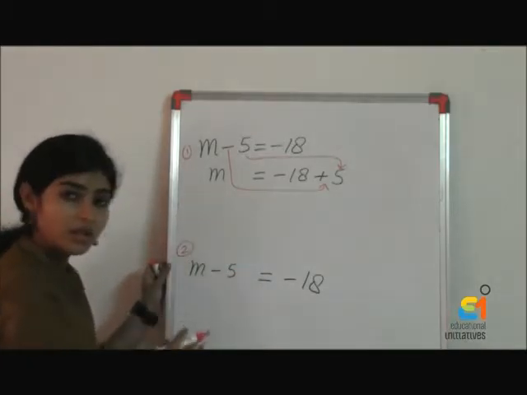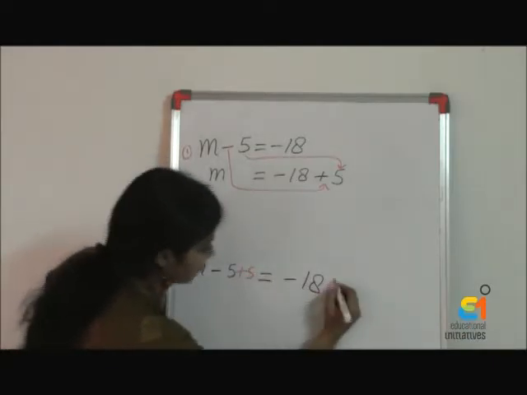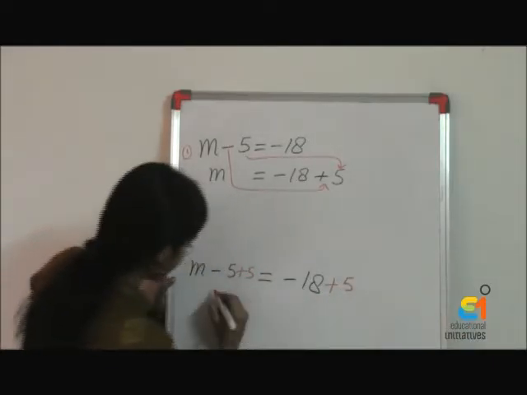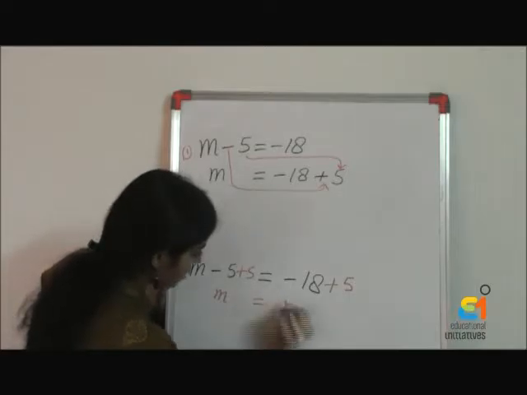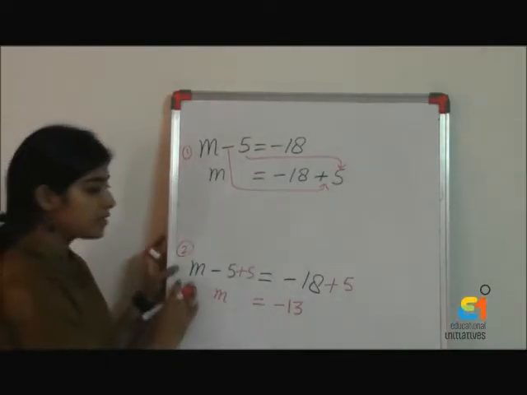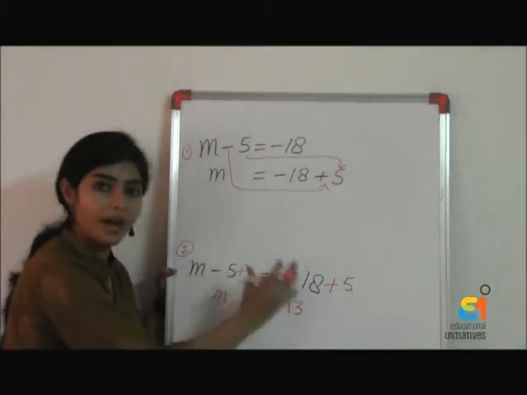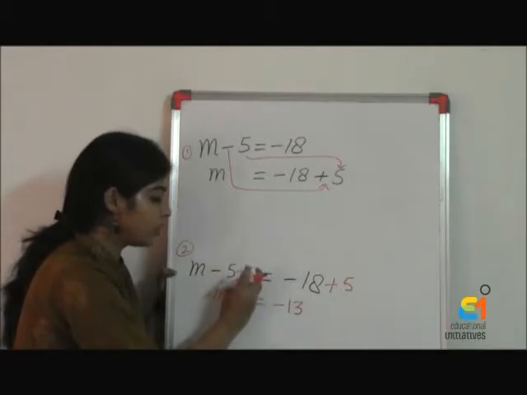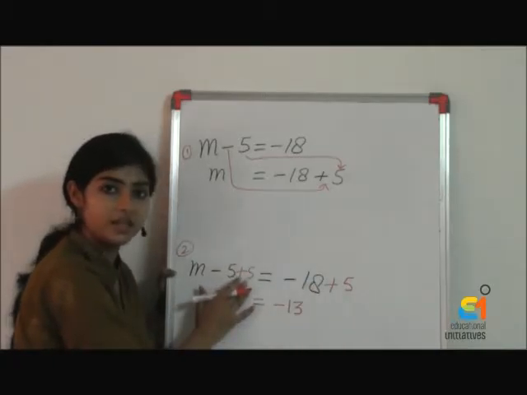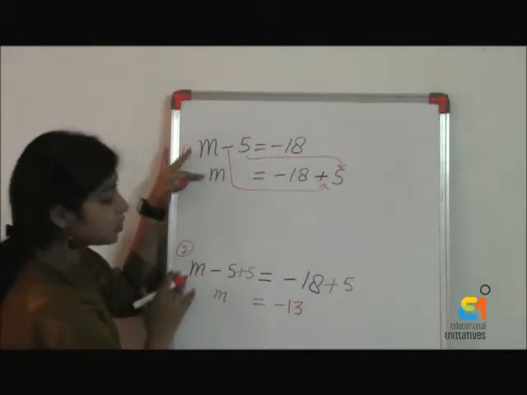In the other case, a student might solve this equation by adding 5 on either side and thus getting the answer as minus 13. This is exactly where the child is able to understand that the two sides have to be balanced and thus we have to do the same operation on either side. But somehow kids are not able to relate these two steps.